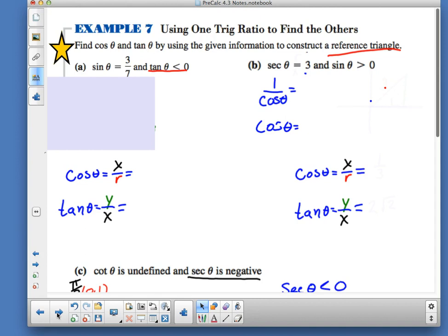According to what we just did, I have a reference triangle set up. Okay? Are you okay that I can set up a reference triangle right now? And right now I know my y value is 3 and my hypotenuse is 7. How did I find that?